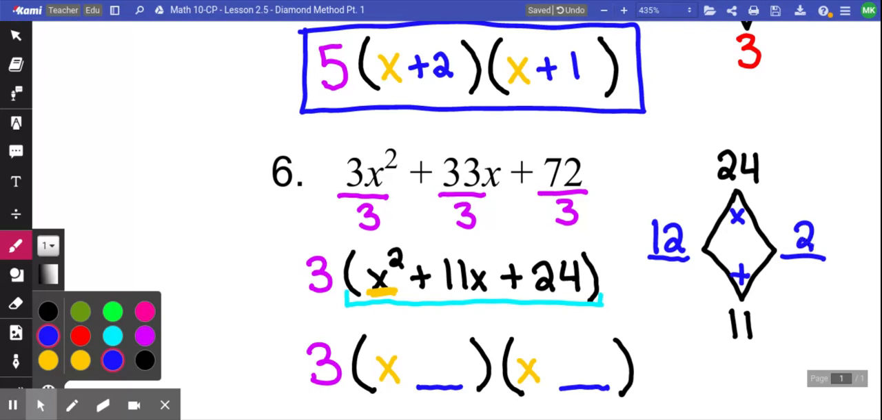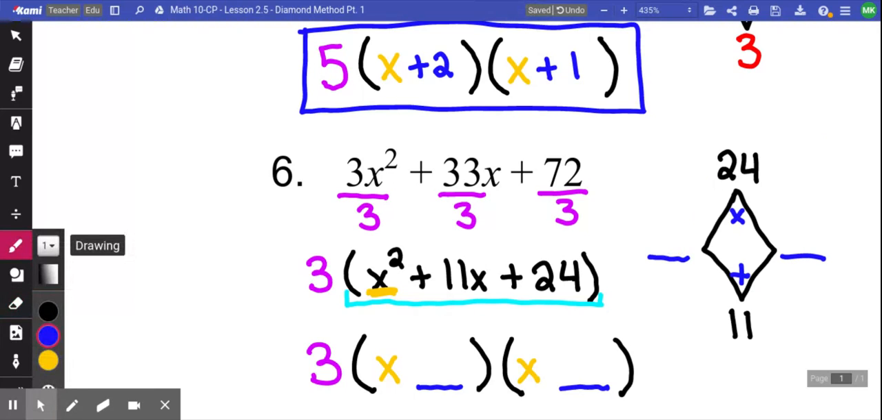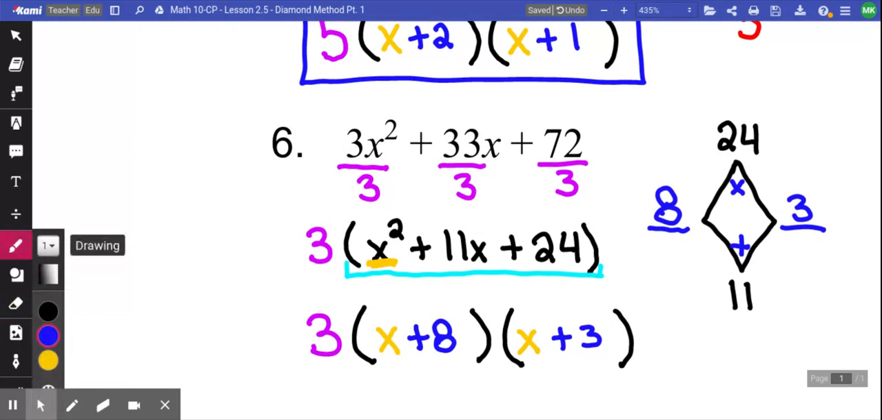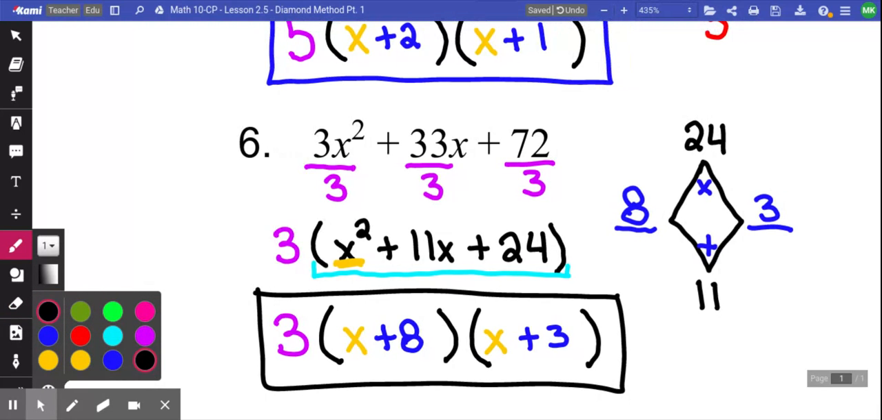12 and 2 multiply to be 24, so that's good, but they don't add to be 11, so that is not the right answer. If we think of more numbers that multiply to be 24, 8 and 3 multiply to be 24, and they add to be 11. So my answer would be x plus 8, x plus 3. The order in which you write those on the side of your diamond does not matter, just so you know. That is my factored trinomial. It is now written as multiplication.